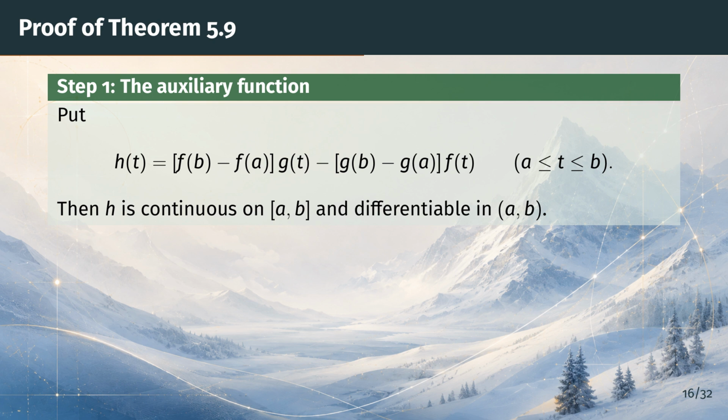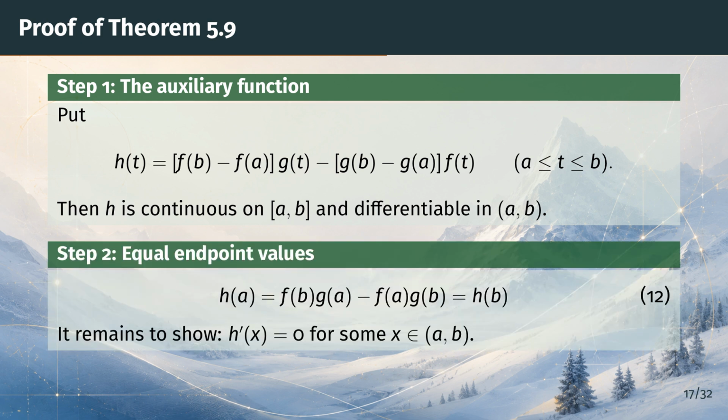Next, we check the endpoint values. Step 2 is a small computation. Evaluate h at the left endpoint. The cross terms f of b times g of a and f of a times g of b survive, while the products of values at the same endpoint cancel. Evaluating at b gives exactly the same expression, which is equation 12 on the slide.